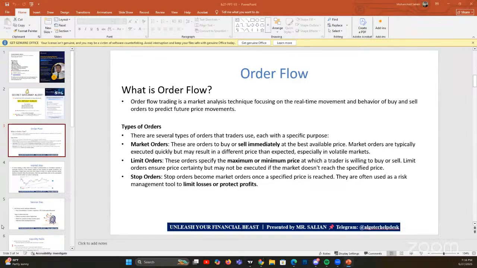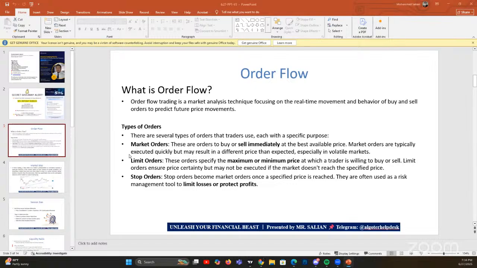So there are the types of orders. There are several types of orders that traders use, each with a specific purpose. Market orders, as I told you, are orders to buy or sell immediately at the available price. This will be the market execution, right? Just instant. You are in, and your trade is now moving for you.